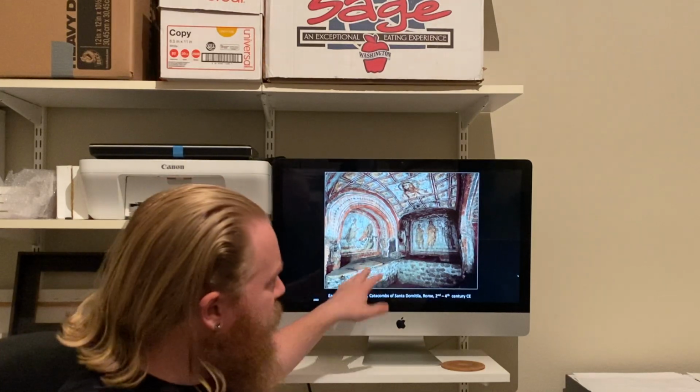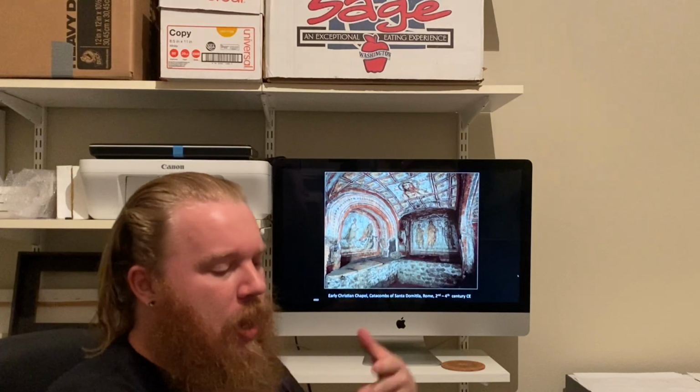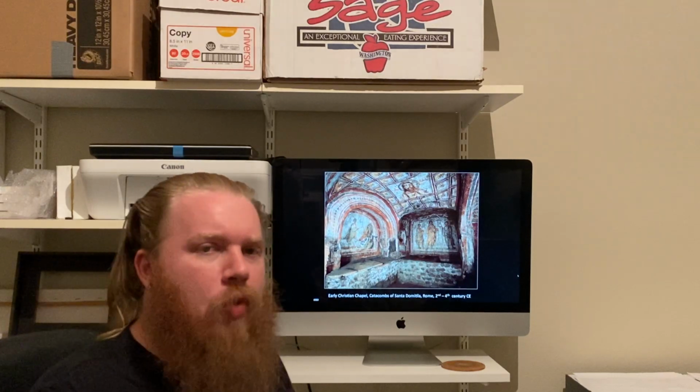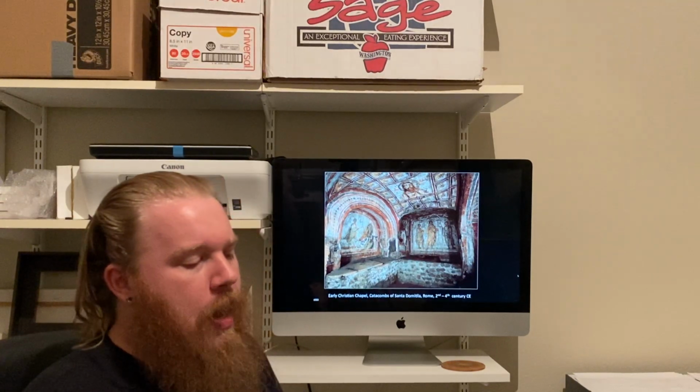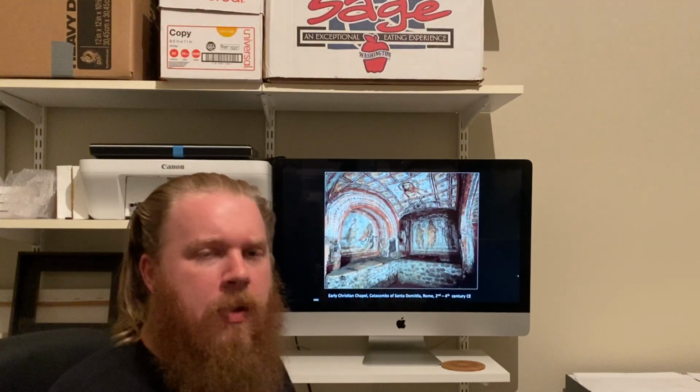But what's interesting is that this serves a variety of functions. Not only is it an underground sanctuary in which we can remain anonymous from the Roman elites and whatnot, but it also serves a practical function in terms of burial.